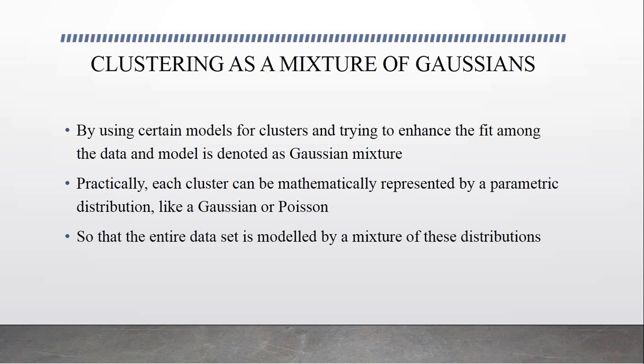Clustering as a mixture of Gaussians. Using certain models for clusters and trying to enhance the fit between the data and the models is denoted as Gaussian mixture, and the distributions here are Gaussian and Poisson.